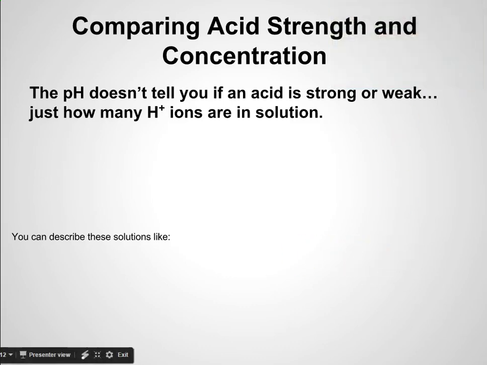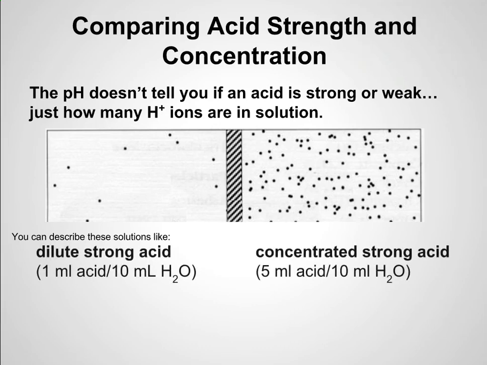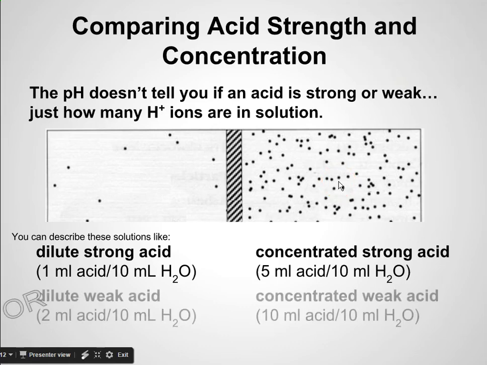Okay, so the pH doesn't tell you if an acid is strong or weak. It just tells you how many there are. Okay, pH is concentration, how many there are. That's different than the strength. Okay, so if we look at these pictures right here, this could be a dilute strong acid, and this could be a concentrated strong acid. So again, if it's releasing all of its hydrogen ions, that's a strong acid, and it can be dilute or concentrated, one of those two things.